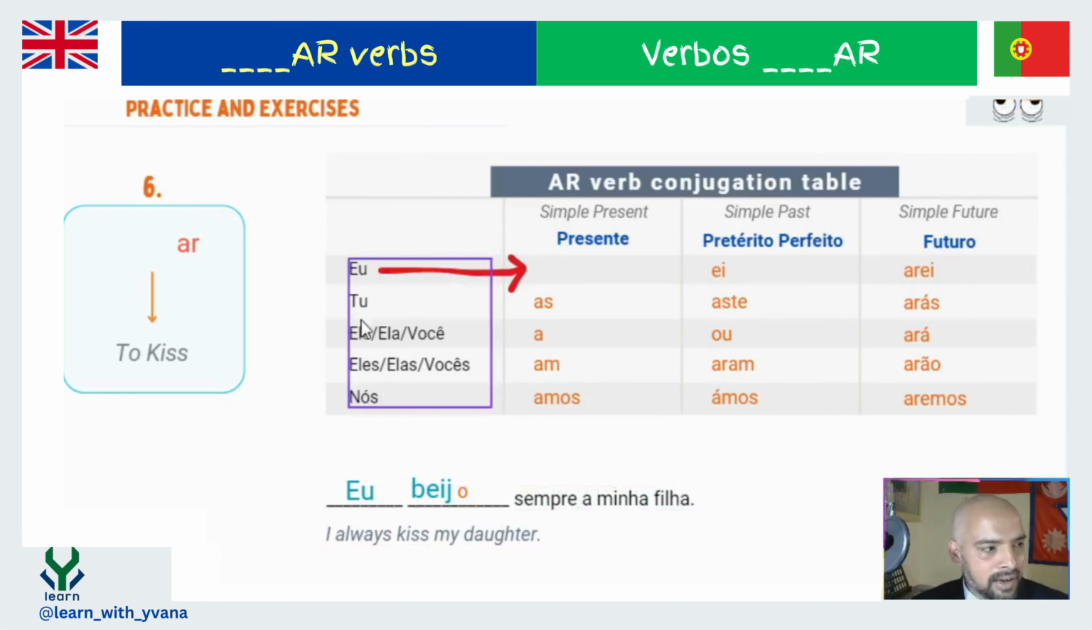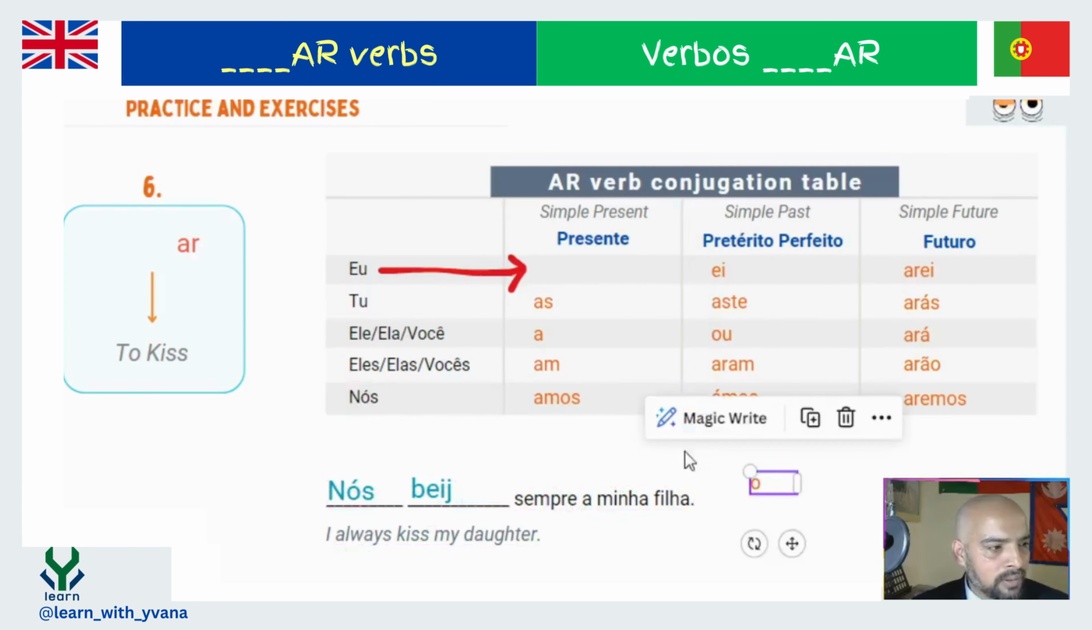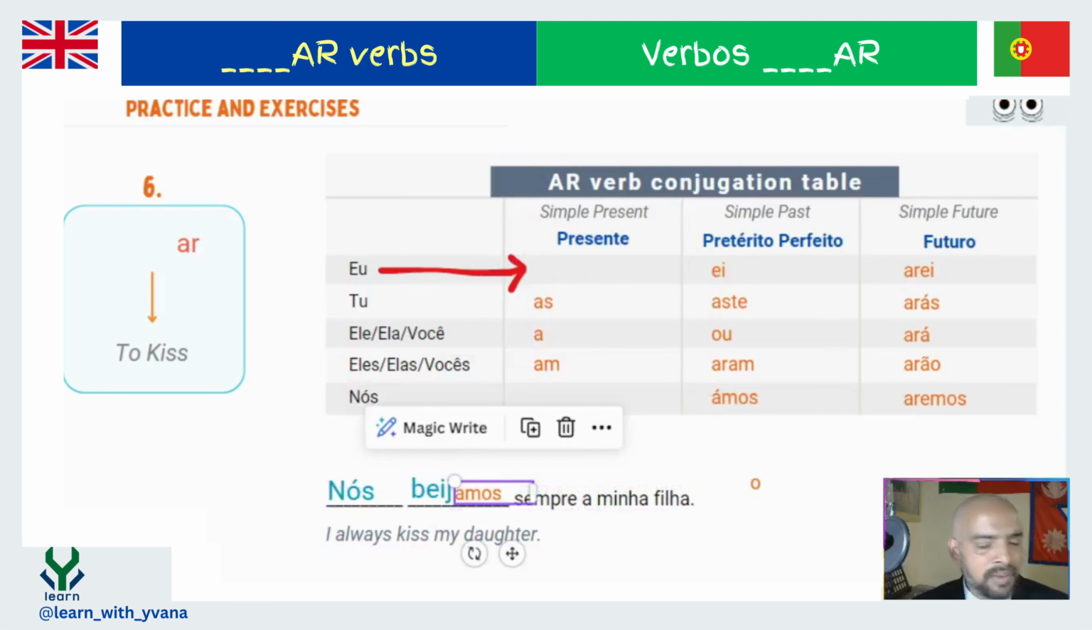If you want to say that we, then you just keep it here, nós, right? And with nós we have amos, right? So if you add this amos, nós beijamos, so we kiss. That is how we make sentences, okay?